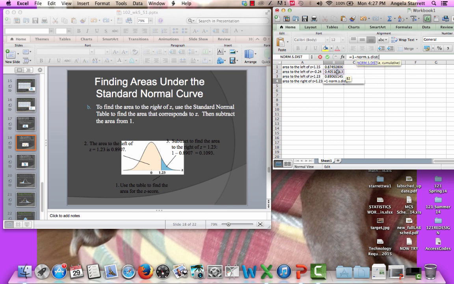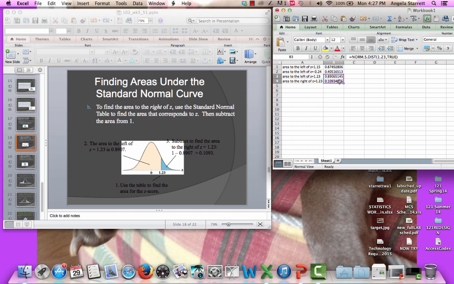norm.s.dist and 1.23 comma true. All right, so here when I do 1 minus, again, it's because I want the area to the right. If I just did norm.s.dist, we know from above I'm going to get 0.89. All right, that's the area to the left. I want the area to the right. So again, I type equals 1 minus norm.s.dist, and you can see that I'm getting 0.10934, all right, which is going to be the area to the right.